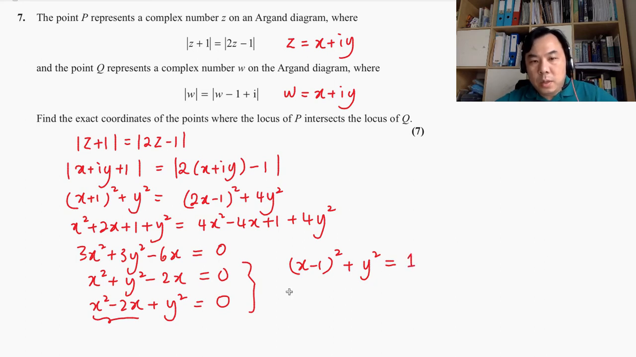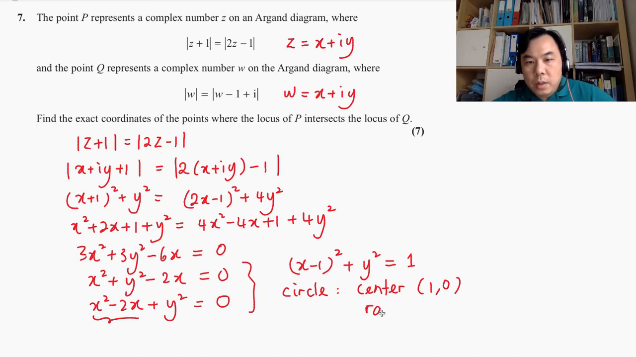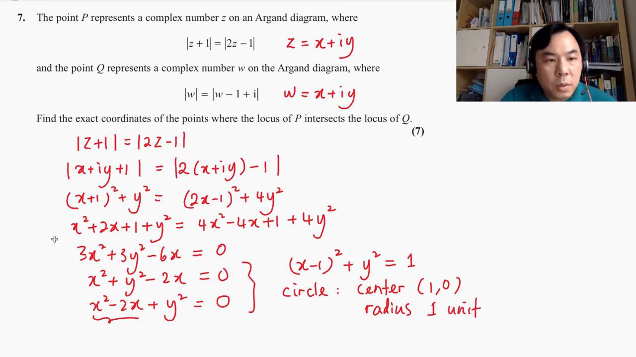And then you will notice that this is actually a circle with a center at 1, 0, and then radius of 1 unit. All right. So I hope that's clear. Let me show you how it actually looks like.